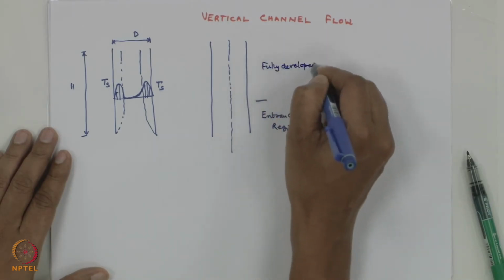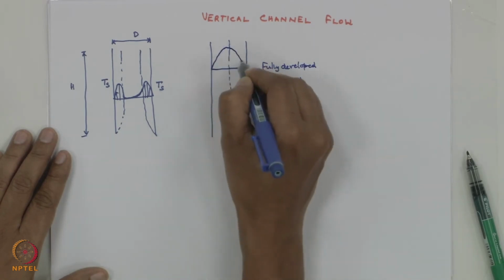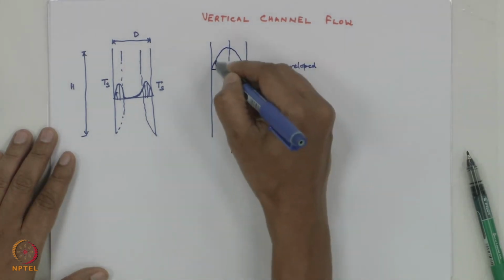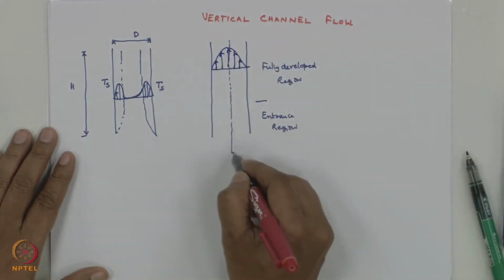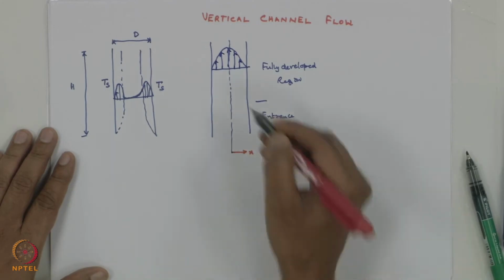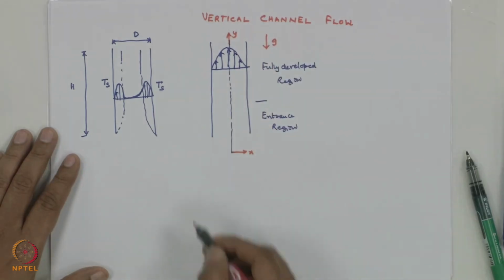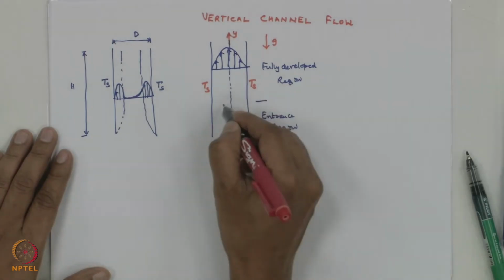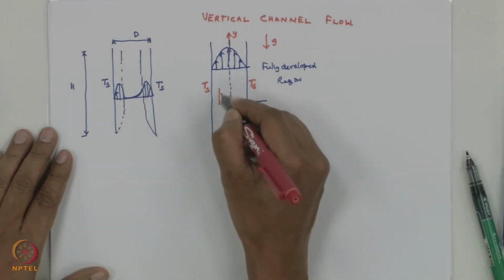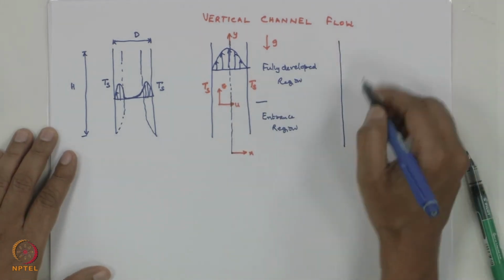I am considering the fully developed region, and the velocity profile would be something like this. Please note the slight difference. I am taking my coordinate x from the center and y as usual in this direction, and g is in the downward direction, and it is maintained at a constant temperature Ts. The velocity u is in the x direction and the velocity v is in the y direction. So how does the temperature distribution in the fully developed region look?